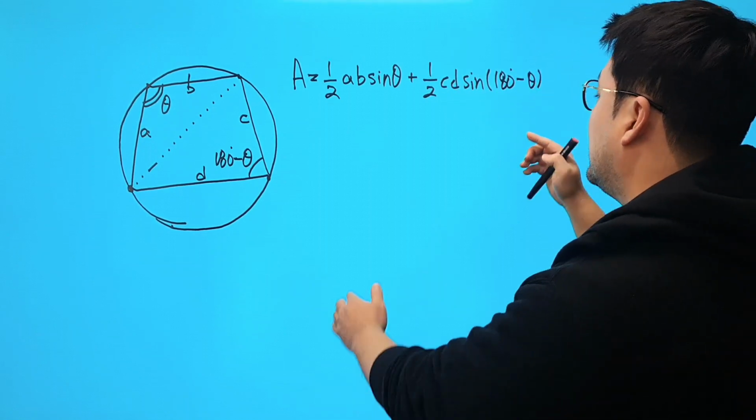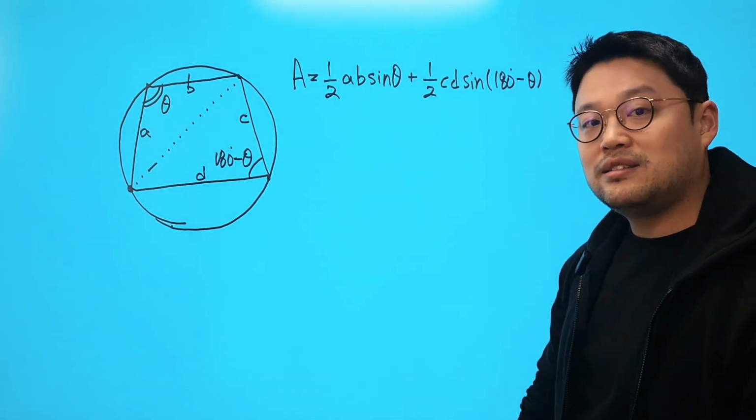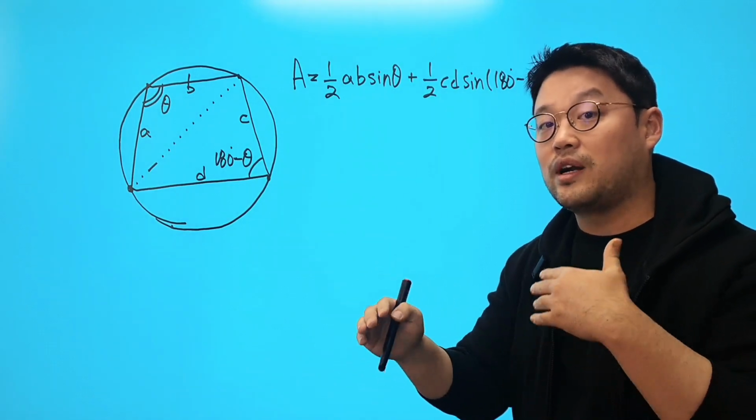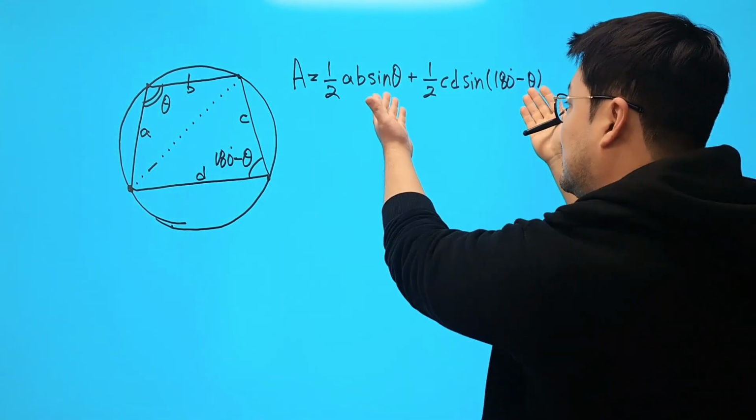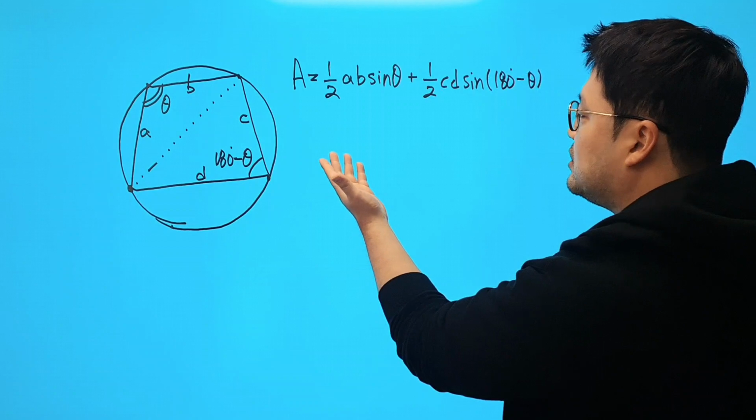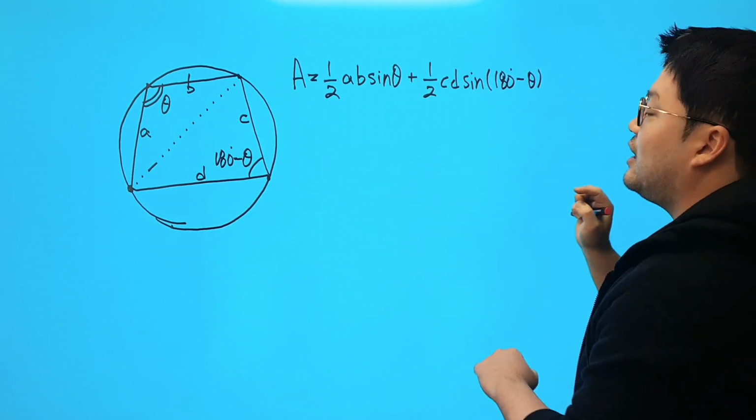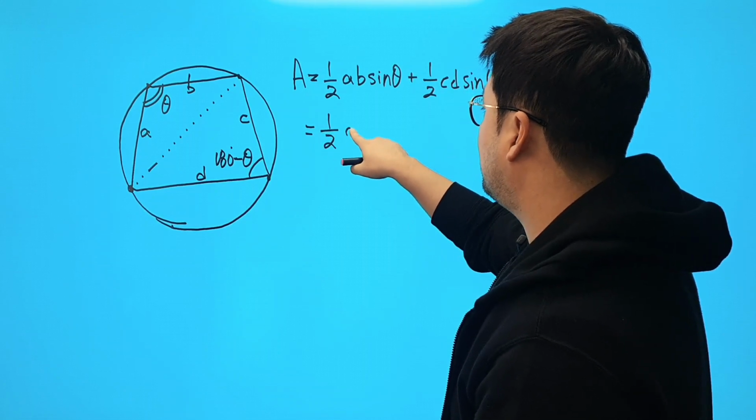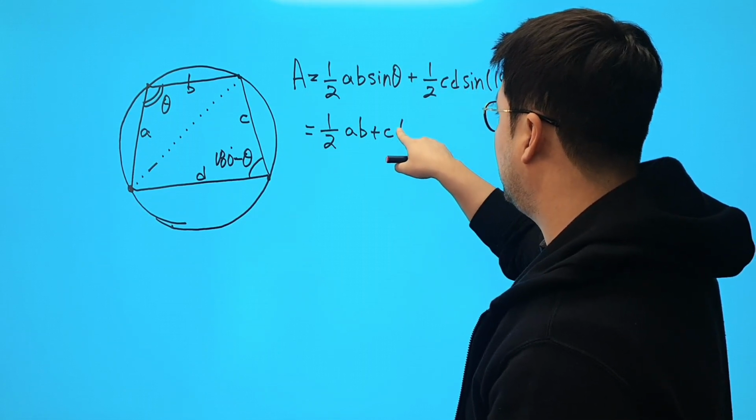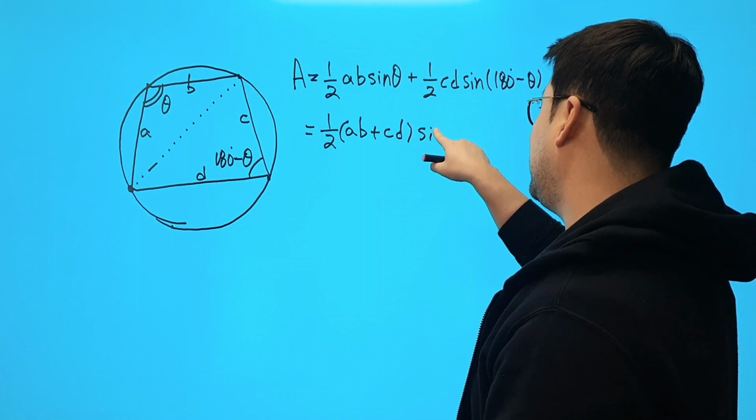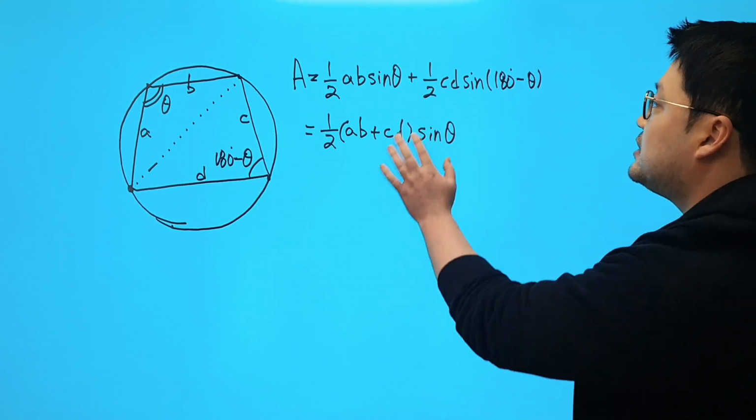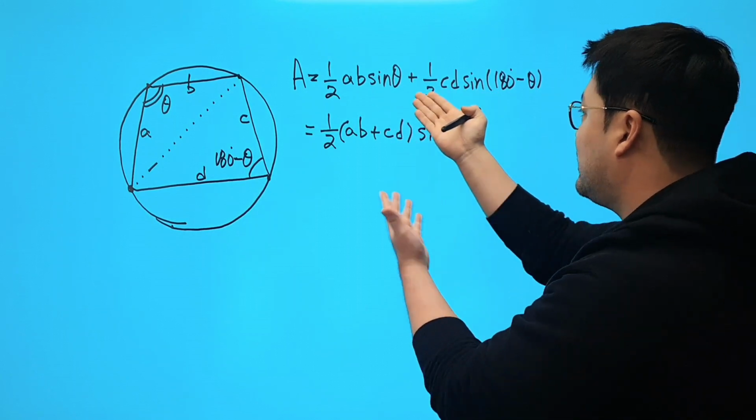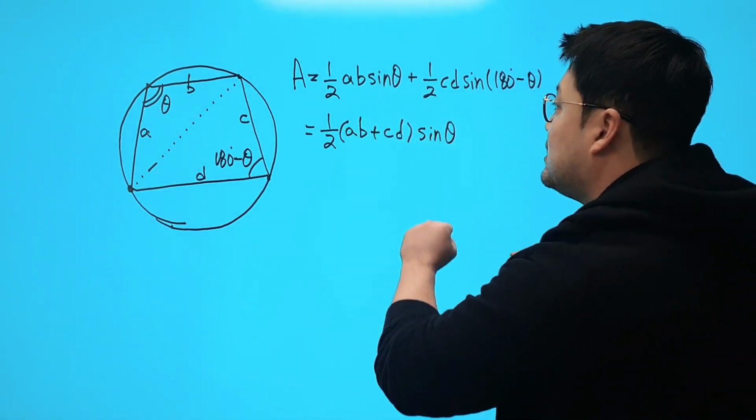Okay, so what do you know about sine theta and sine of 180 minus theta? If those two angles are supplementary, then we know that the sine values are equal to one another. They're actually the same thing. So without loss of generality, I'm just going to assume that sine of 180 minus theta is just sine theta. So we have 1/2 times AB plus CD times sine theta. Instead of writing sine of 180 minus theta, I would like to just write it as sine theta so that I can group it using the distributive property.